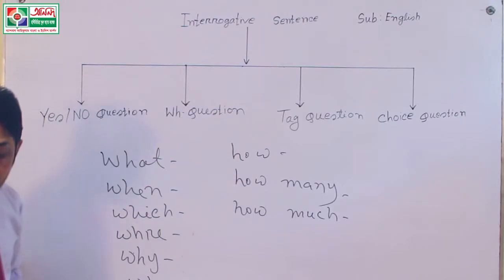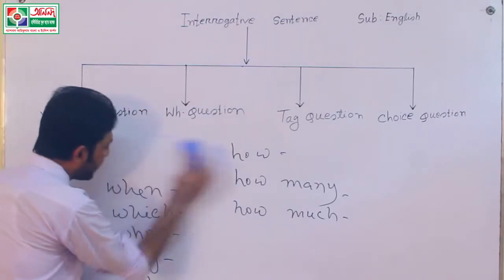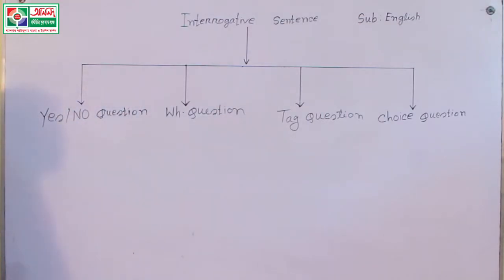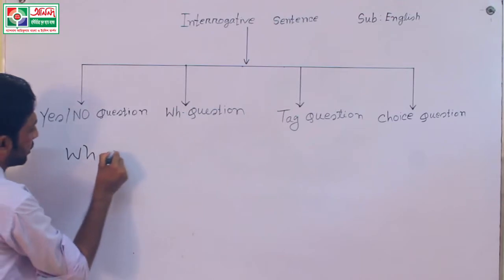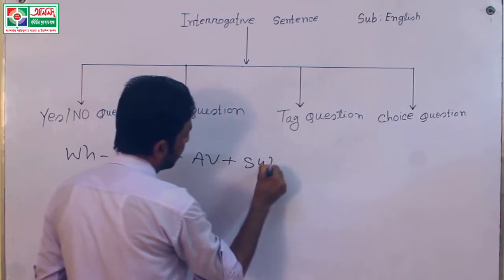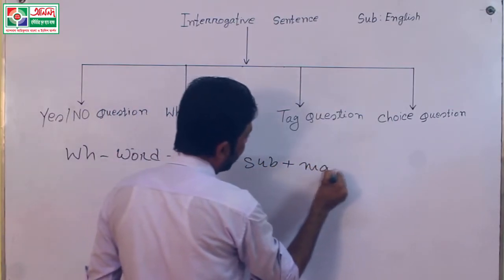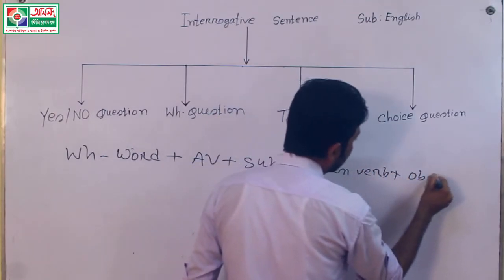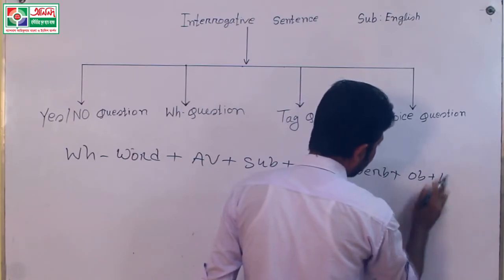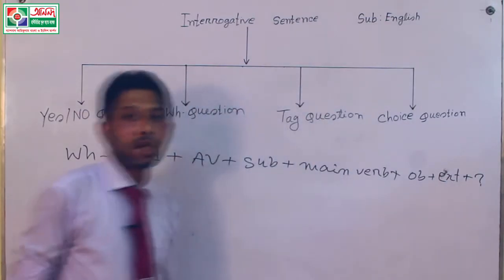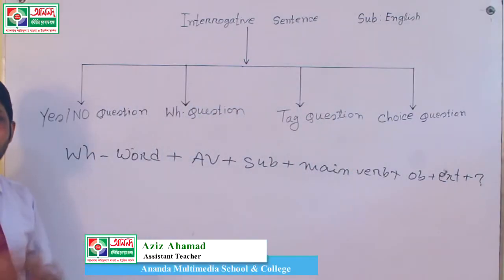My dear students, now I am explaining to you how to make a WH question. Look at the structure. First of all, we will take the WH word, then auxiliary verb, then subject, then main verb, then object, and then extension, and then finally we have to use a question mark. My dear students, according to the structure, I am giving some examples.